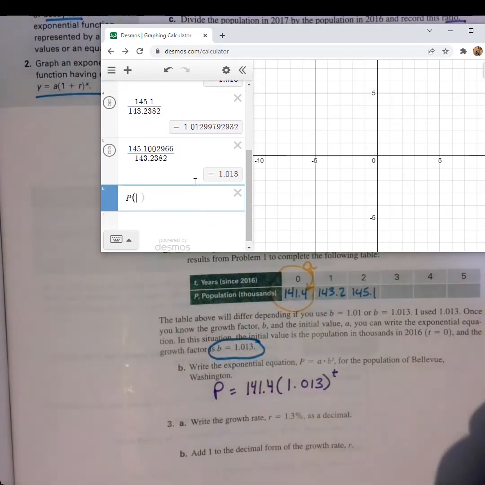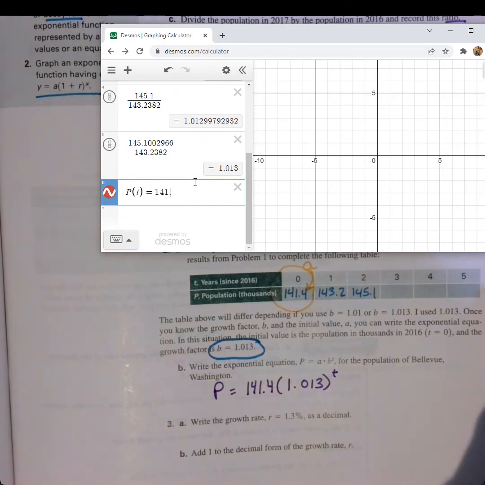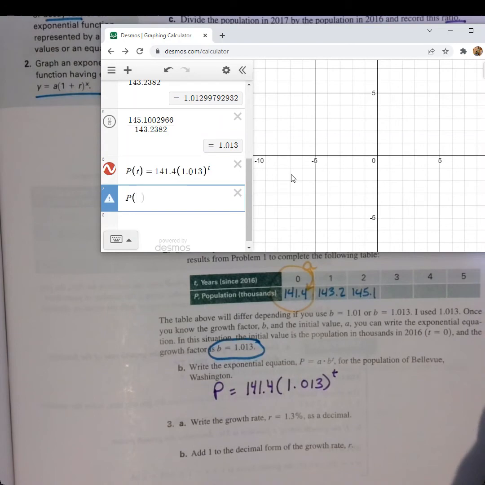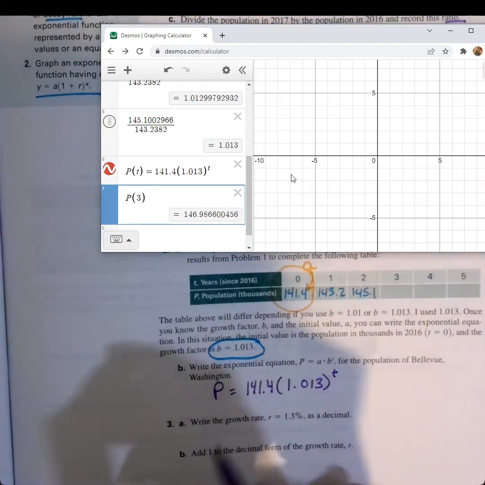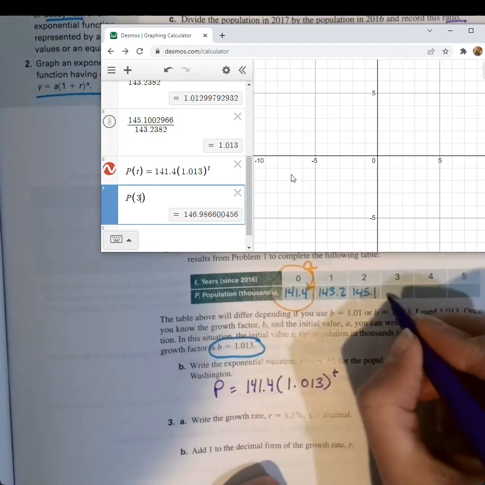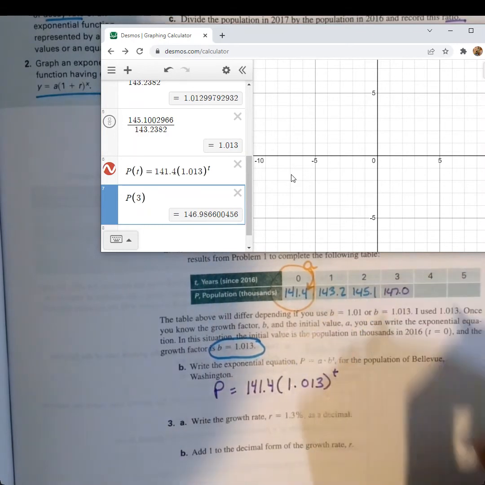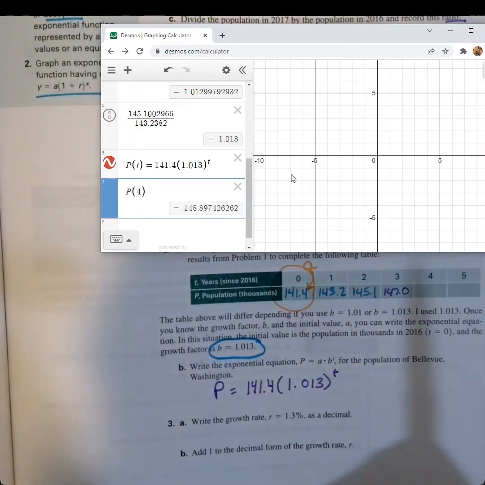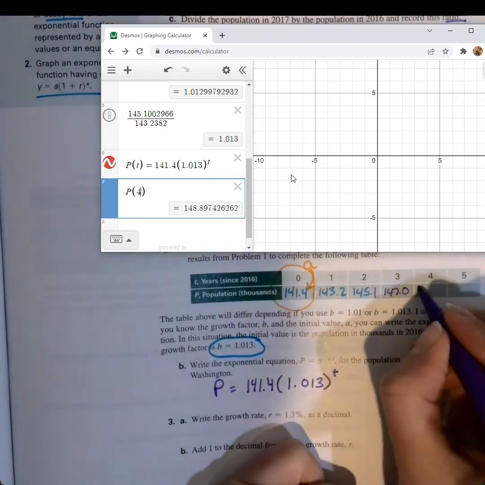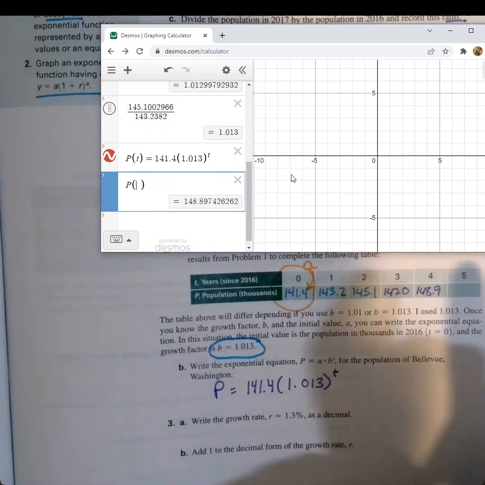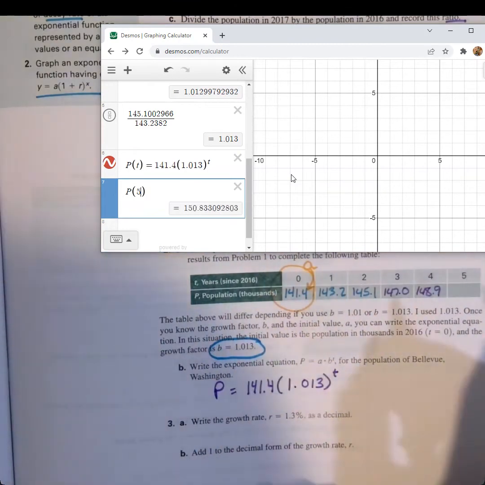So make it a function, P of T, 141.4 times 1.013 to the T. And I could make a table, or I can just do P of 3 and then P of 4 and so on. So P of 3 is, that's going to round up to 147.0. Then P of 4, 148.9 thousand. And P of 5, 150.8 thousand.